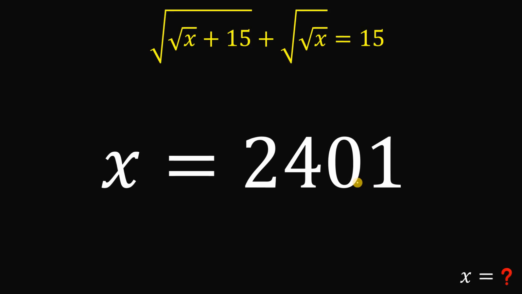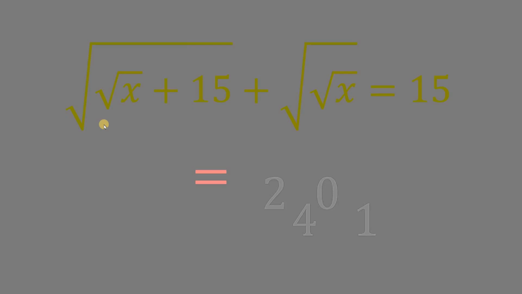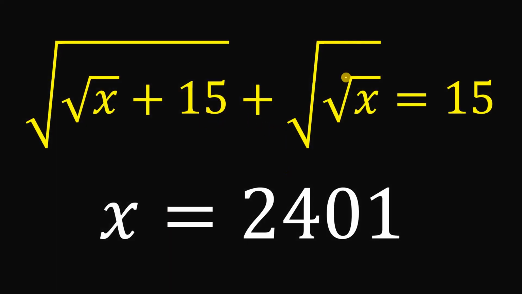And of course, we need to double check if this answer is correct. Now, let's replace all x with 2,401. And as you can see on the checking, we get 15 equals 15. 15 on the right-hand side and 15 on the left-hand side of our equation. Therefore, given this equation, the numerical value of x that satisfies this equation is simply equal to 2,401. And as always, we are done.